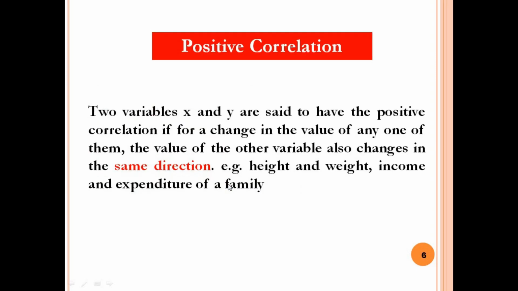Let's see. Positive correlation. Two variables we are considering here, x and y, are said to have positive correlation if for a change in the value of any one of them, the value of the other variable also changes in the same direction. For example, height and weight, income and expenditure of a family. So these are examples of positive correlation. If height increases, then weight also increases.